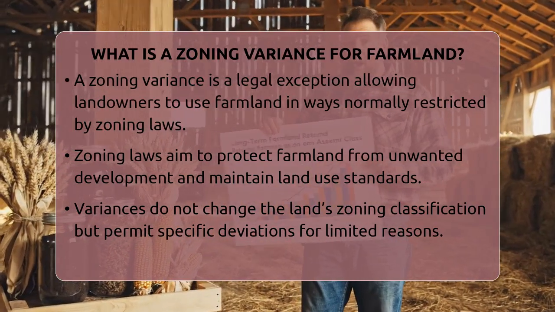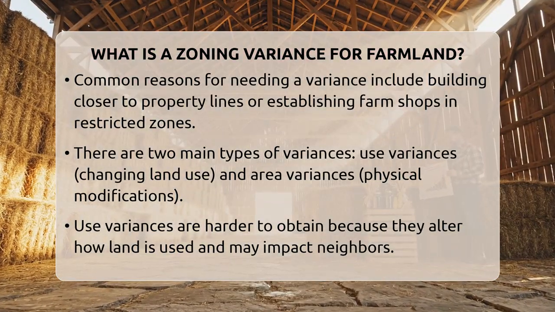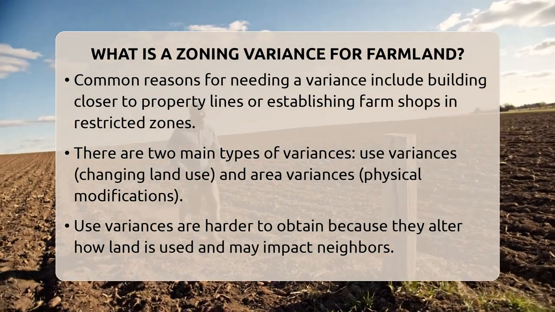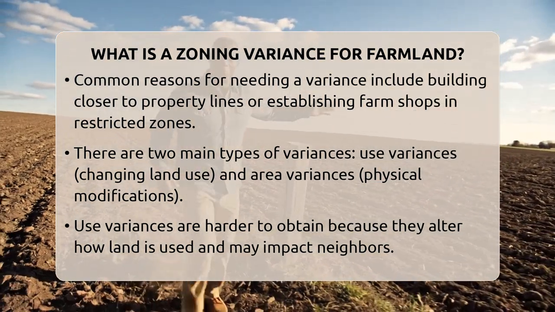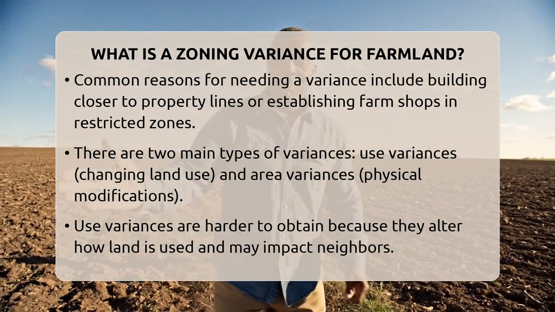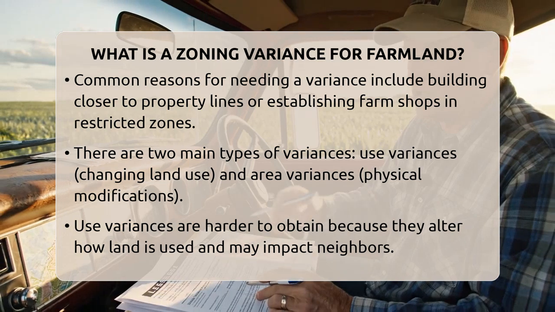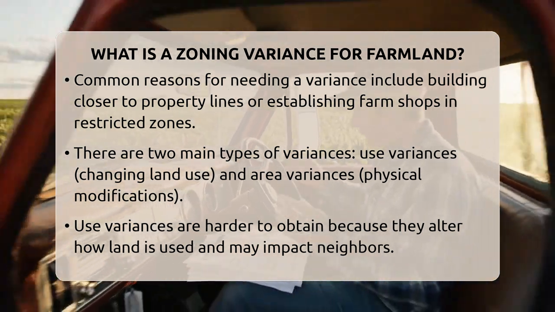For example, if you want to build a greenhouse closer to the property line than normally allowed, you might need a variance. Or if you want to run a small farm stand in an area zoned only for crop production, a variance could be necessary. There are two main types of variances for farmland.